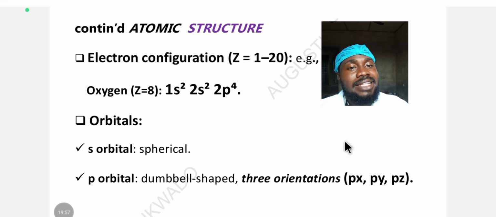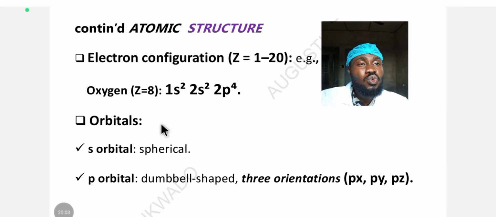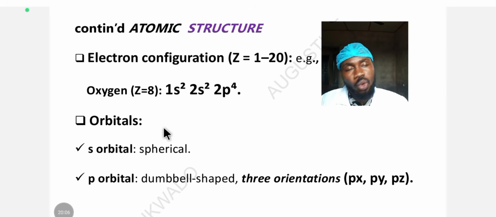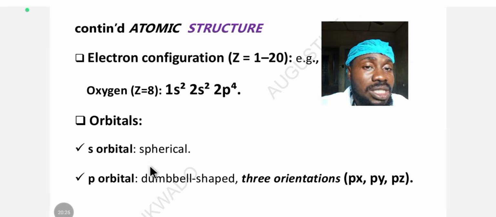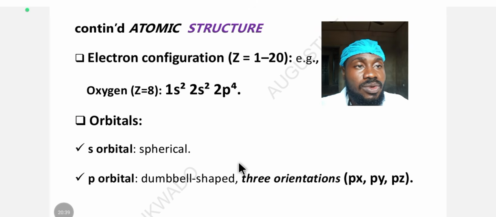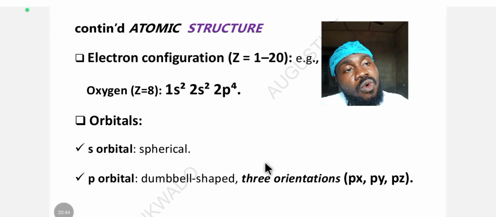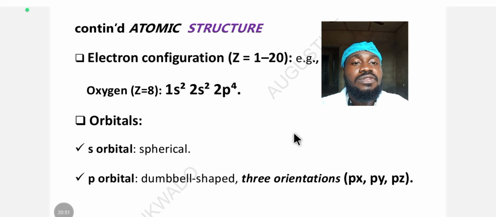Now for all these, JAMB says we should master. JAMB will not set any question for you where you are going to need the d orbital. Any electronic configuration that they give you, you are never going to use the d orbital. The s orbital can accommodate a maximum of 2 electrons. The p orbital can accommodate 6. Let me just tell you the rest: the d orbital can accommodate 10, while the f orbital can accommodate 14.